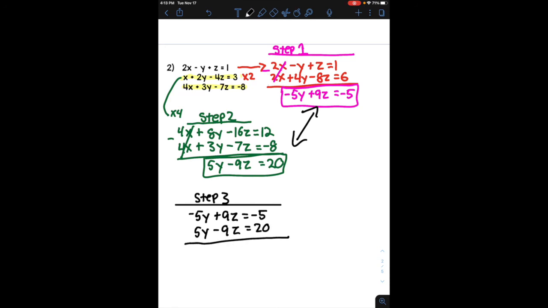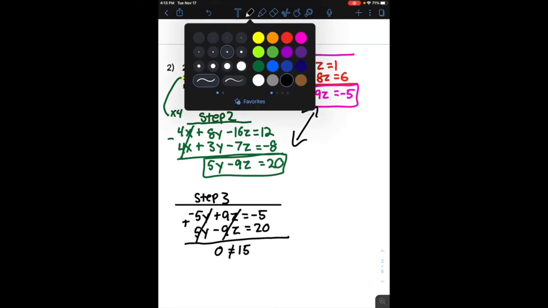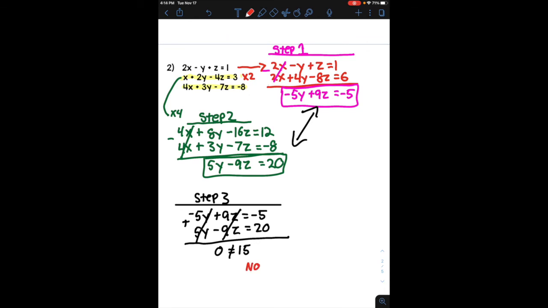And we could immediately add the 2 equations to eliminate a variable. Negative 5y and 5y is 0. Coincidentally, we're also going to eliminate the z's because 9 plus negative 9 is also 0. Since on the left side we got 0 because both of the variables canceled out, we get the resulting expression 0 equals 15. In this case, we're not going to get one solution as we did in the first problem. We're going to get either no solutions or many solutions. In this case, since 0 does not equal 15, our answer would be no solutions.